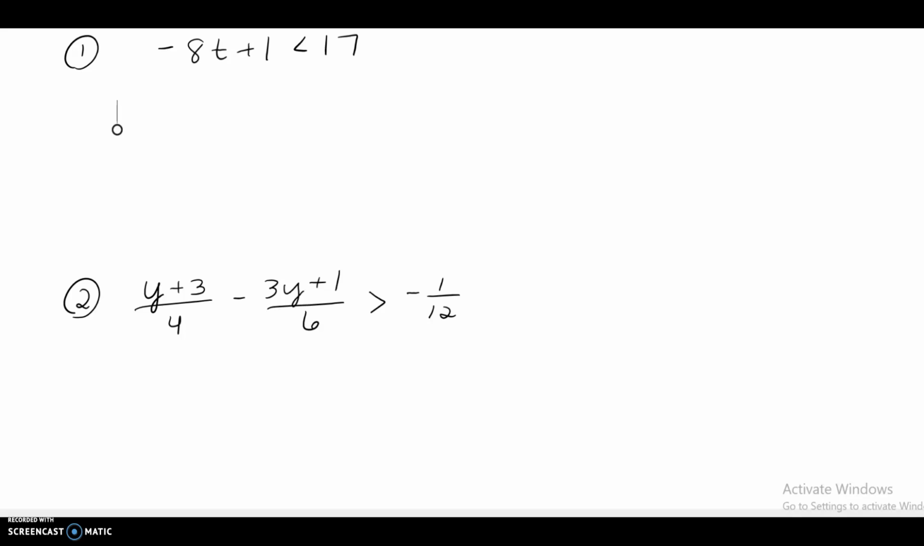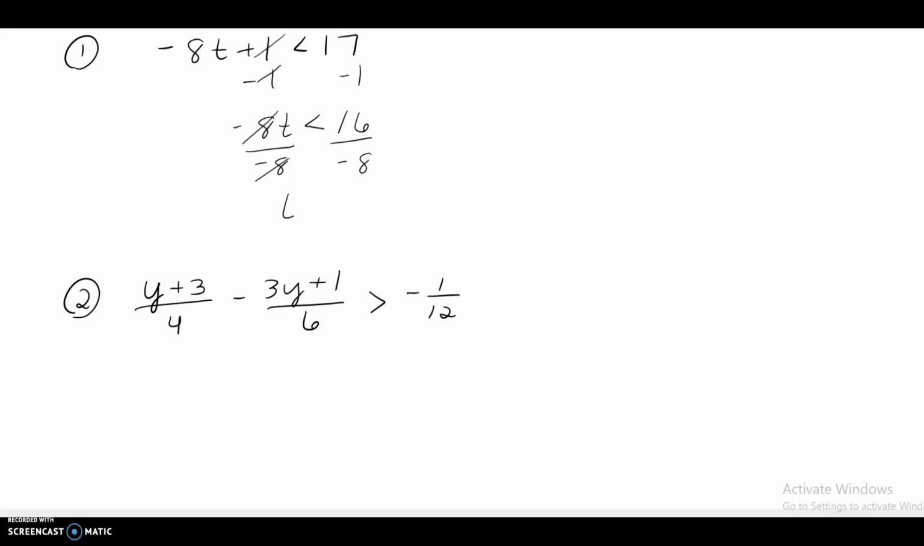So if you look at this first inequality here, we are solving for t, and the first thing we want to do is subtract 1 from both sides. And then I'm going to have negative 8t is less than 16. And then to get t by itself, I need to divide both sides by negative 8.